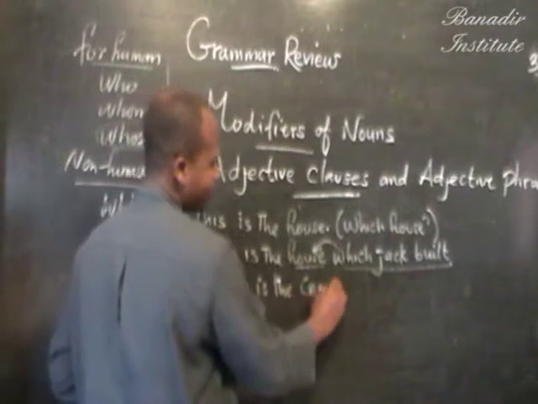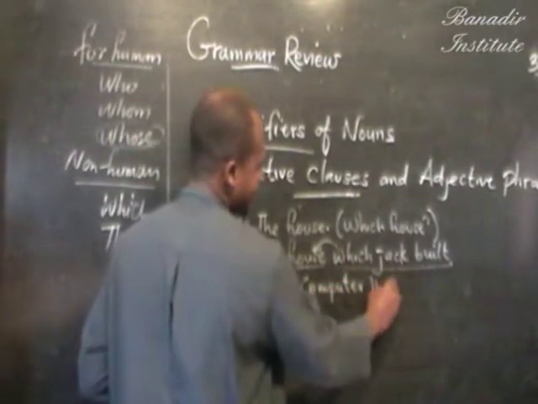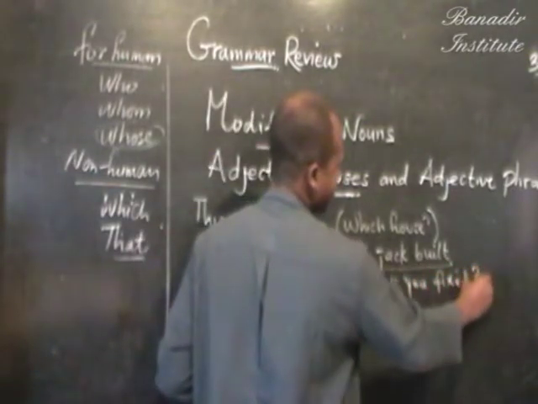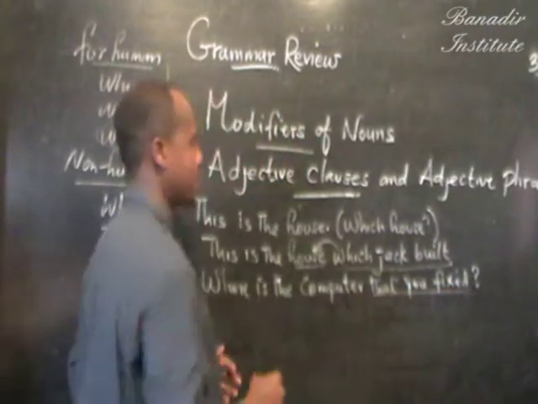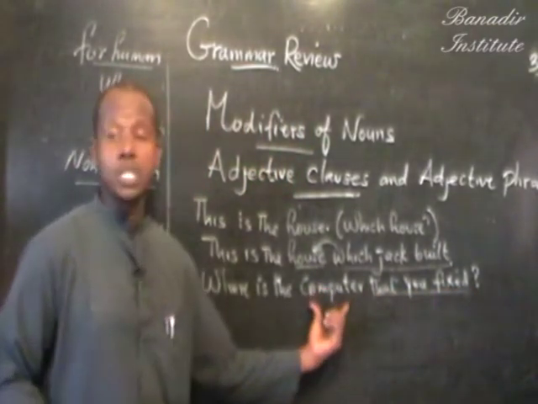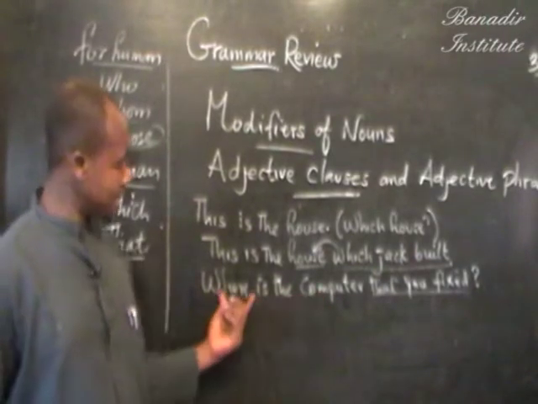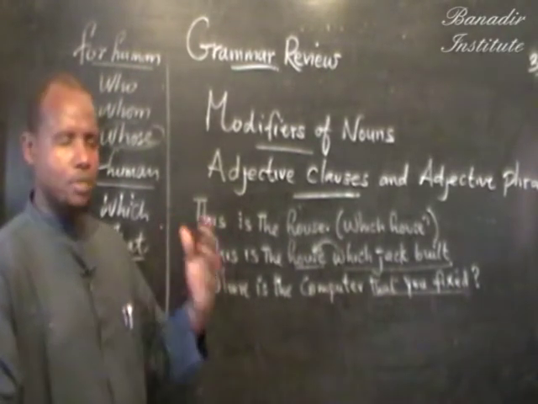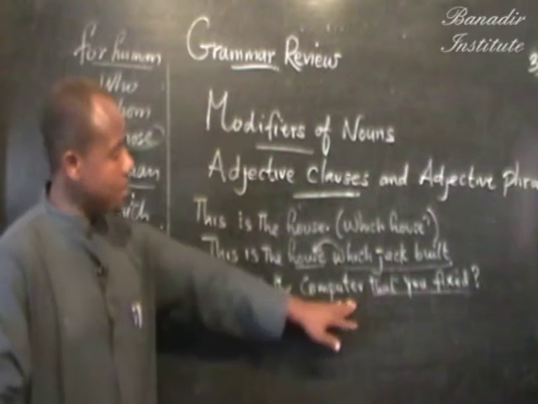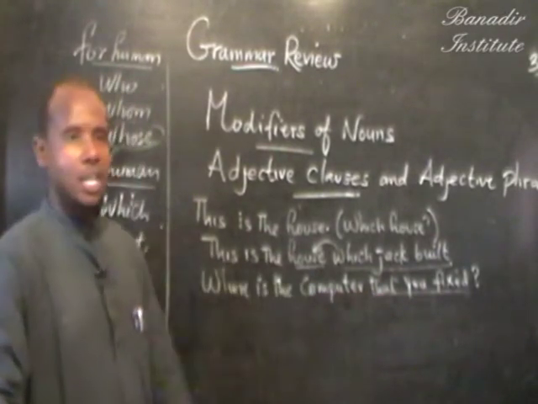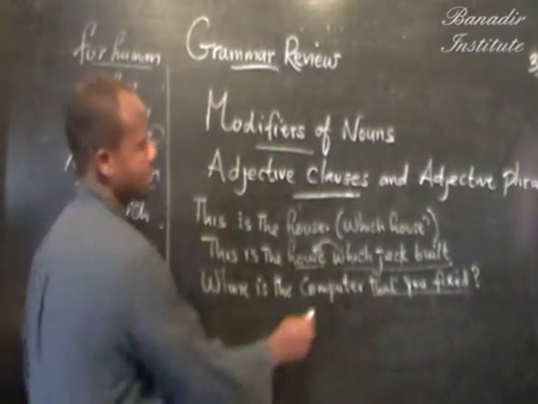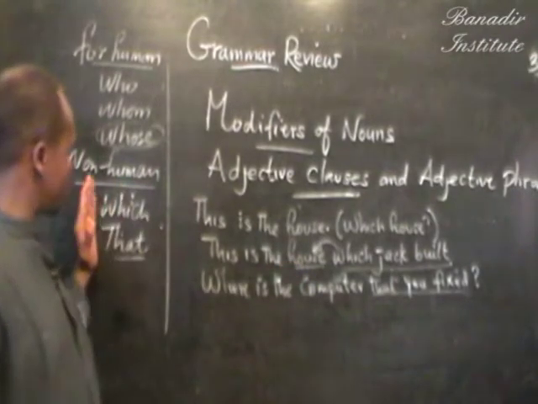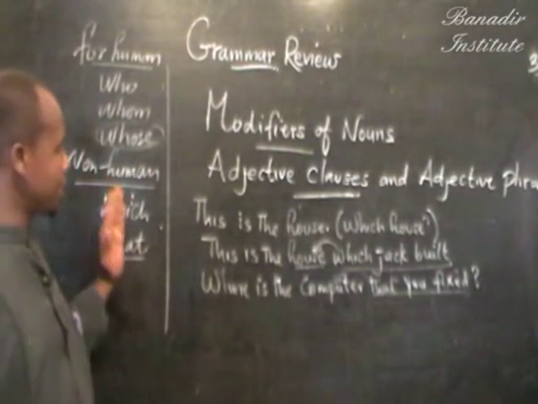Alright? Another example: where is the computer that you fix? You know, the computer is non-human. It's a thing. So they say, where is the computer that you fix? The computer that you arrange, that you made, that you repair, maintain. The computer that you fix is an adjective clause that tells us something about the computer. So computer and house are non-human. So we use which and that.